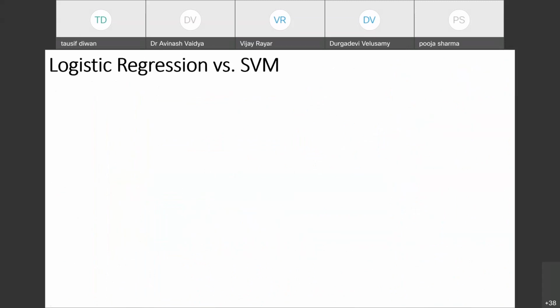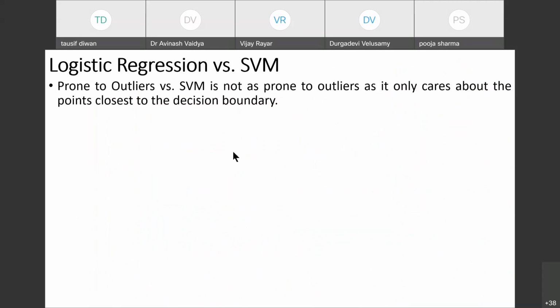So this was the kernel trick. And lastly, one more algorithm is very popular in this category, that is logistic regression. Just take a relative comparison between logistic regression and SVM, when we should use logistic regression and so on. So basically, logistic regression is very prone to outliers. However, SVM is not.